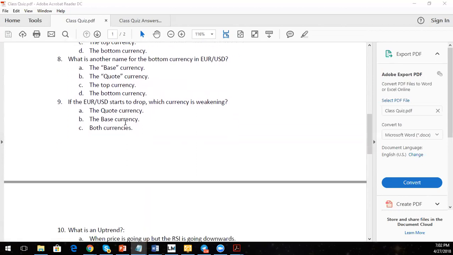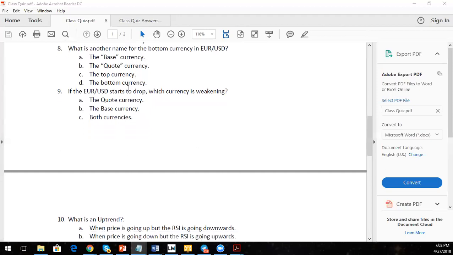8. What is another name for the bottom currency in this pair called Euro USD? Would it be A, the base currency, B, the quote currency, C, the top currency, or D, the bottom currency? Awesome. So everybody's correct. The actual answer is the quote currency. Okay, because that's where you're getting your quote from.